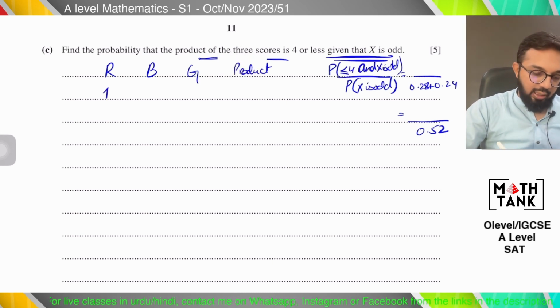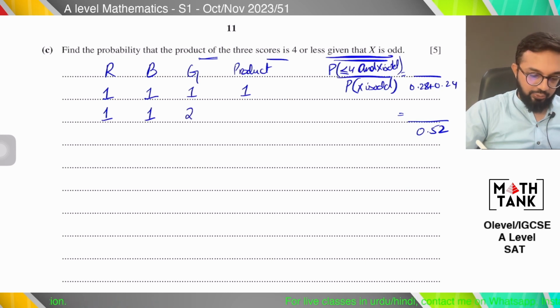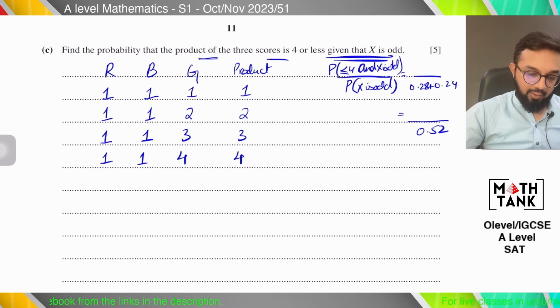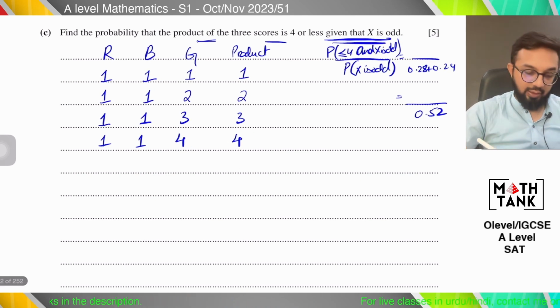So let's say R is 1. Blue would be 1 and green could be 1 and the product will be 1. When R is 1, blue is 1, the green is 2, the product is 2. Then 1, 1 and 3, the product is 3. Then 1, 1, 4, the product is 4 or less, so that also meets the criteria.